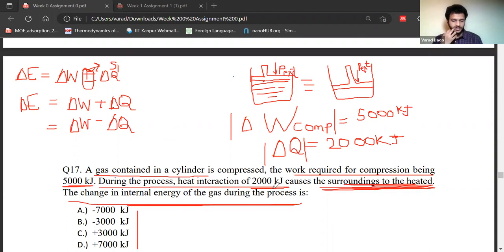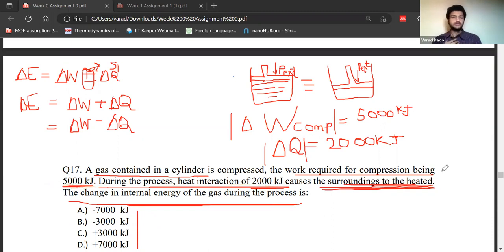Anybody would like to try? So I will give you a hint. The answer will be either B or C, right? One of these is the answer. It is either minus 3000 or plus 3000. Remember it's kilojoule. So that means it will be 5000 minus 2000 or 2000 minus 5000. This is the hint which I am giving you.